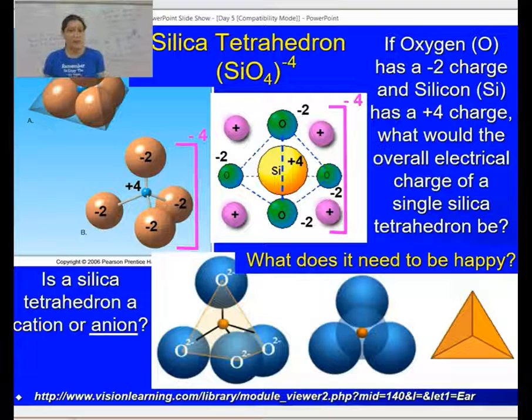And we can do this in different ways. We can have 4 plus 1 charges. We could have a +1 and a +3. That equals 4. We could have 2 plus 2s. That also would equal 4. So there are different ratios that we can have, but the fundamental principle is you need +4 to balance out a silica tetrahedron. You need some cations with an electrical charge of +4 to balance things out.